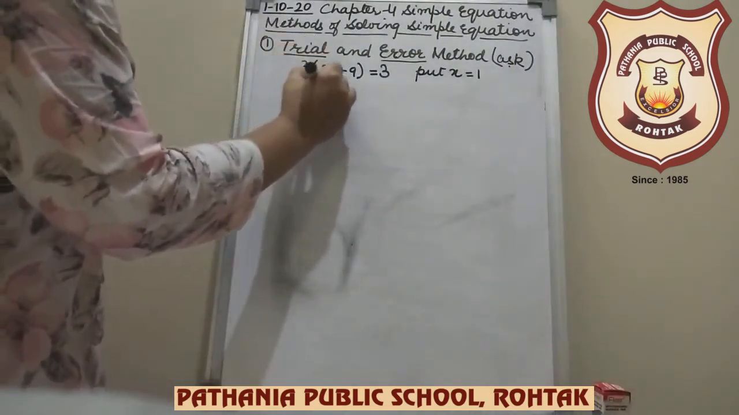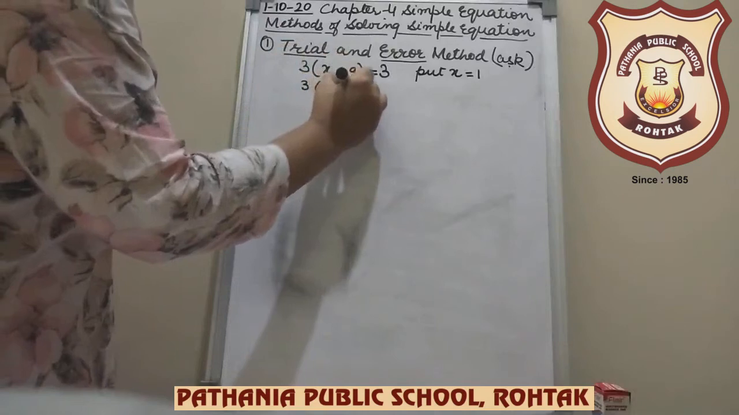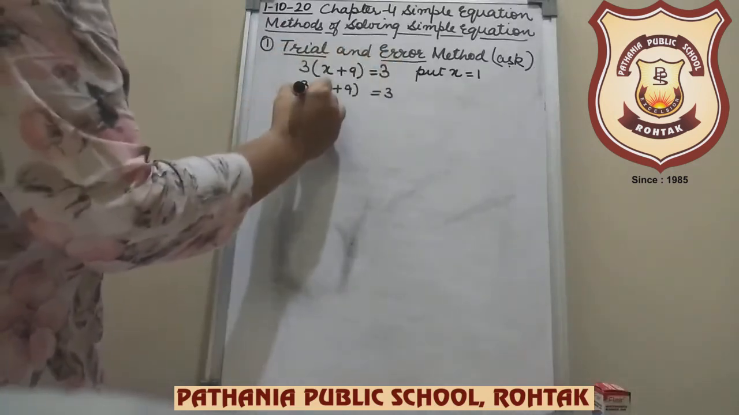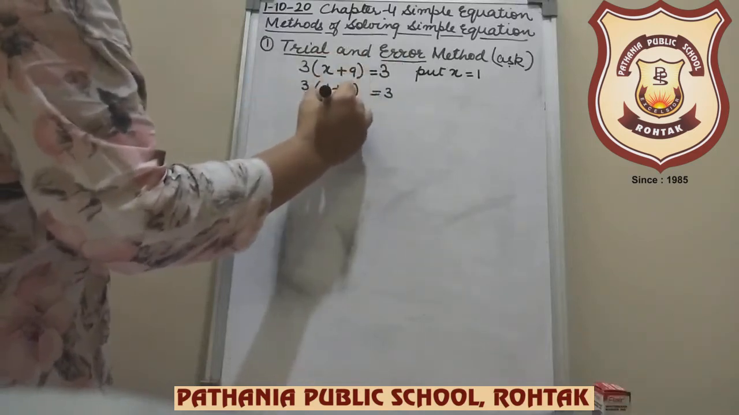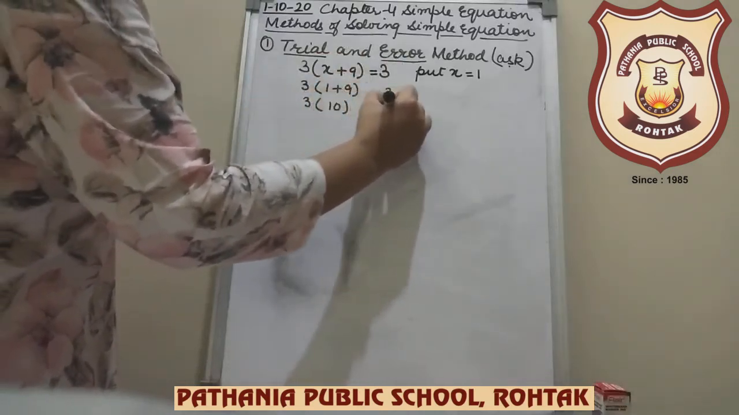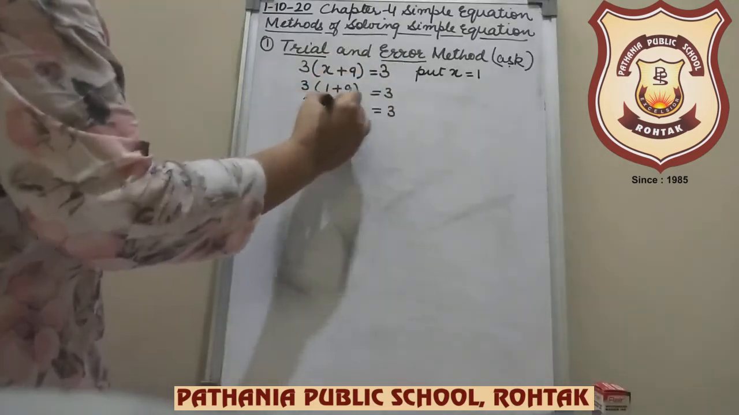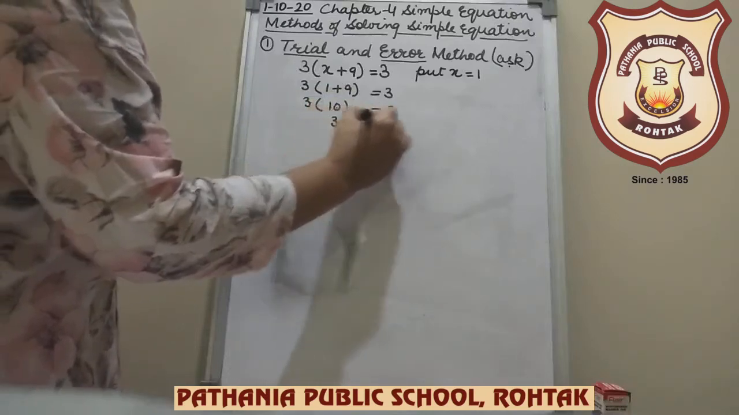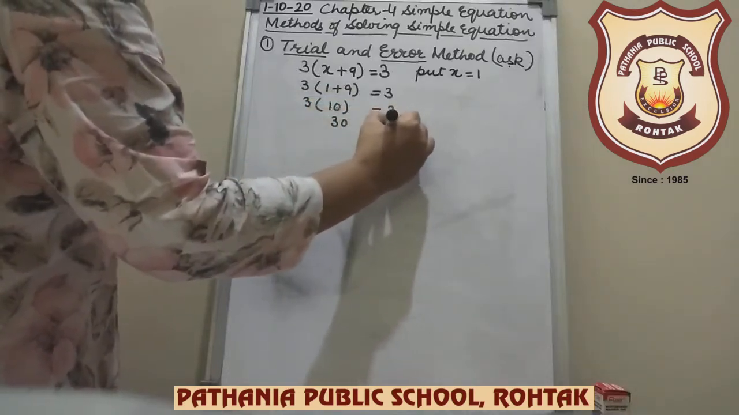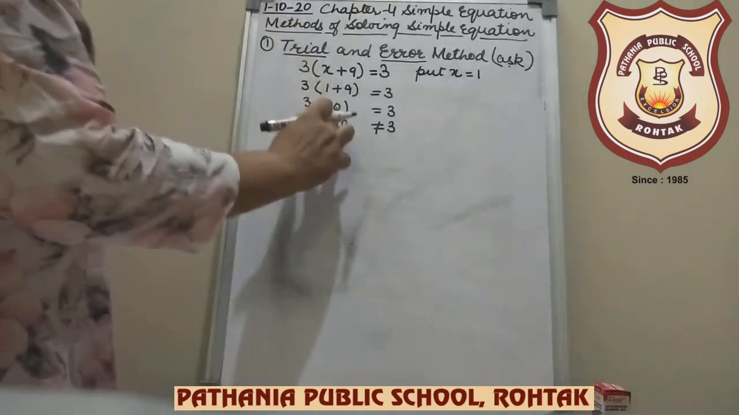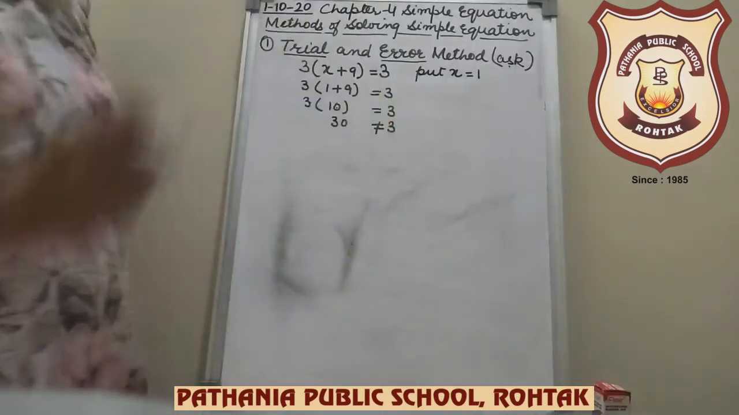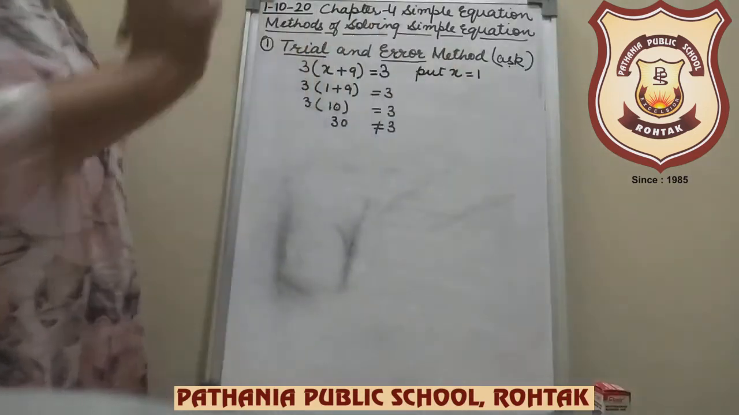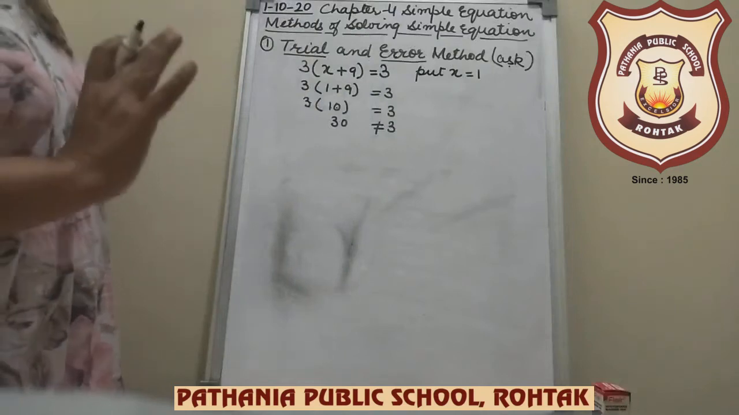Now 3 bracket start 1 plus 9, and this is your right hand side as 3. Now when you solve within the bracket, the answer comes as 10 and this is 3. 3 multiplied by 10, as there is no sign, so 3 is multiplied by 10. So 30 is not equal to 3. So your left hand side is not equal to the right hand side, so this cannot be the value of the variable. This is not the solution of the equation.